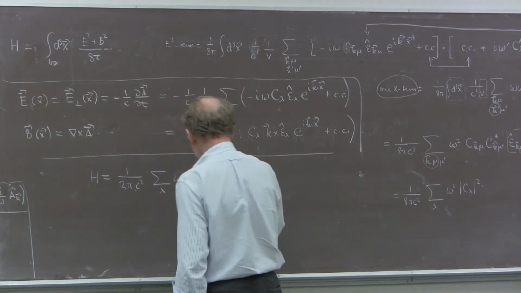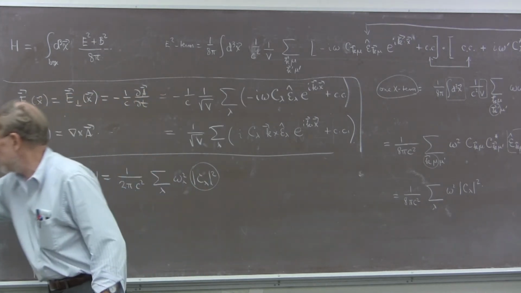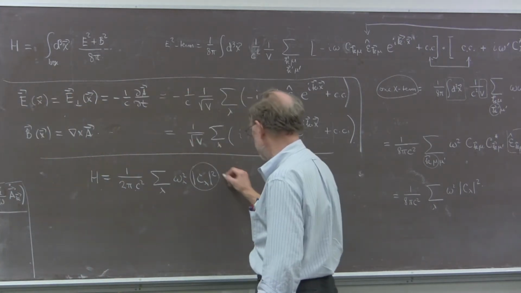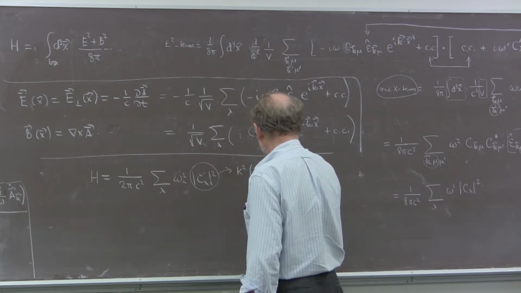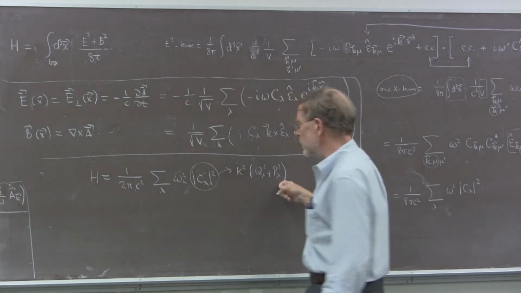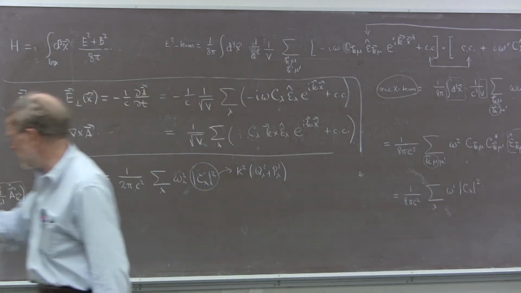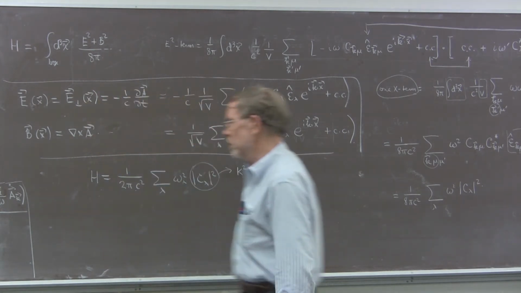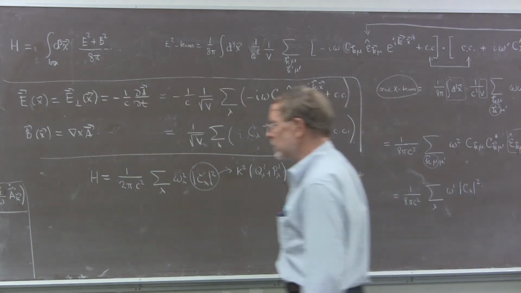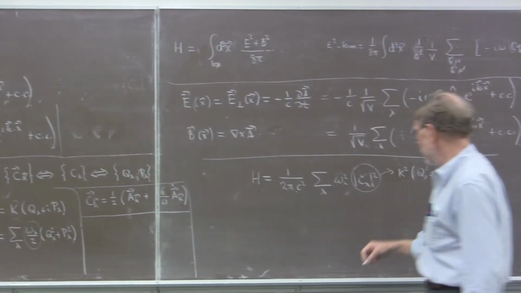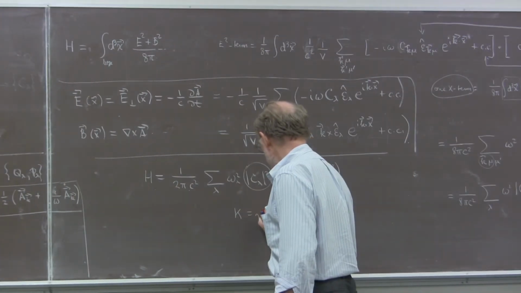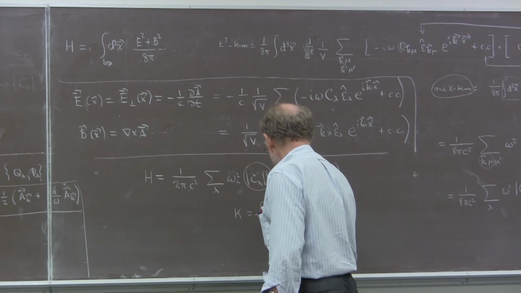Well, c_λ, on the other hand, we're making the guess that this is k times q_λ plus i p_λ. So this turns into k squared times q_λ squared plus p_λ squared. And we see that except for constants, it actually does turn into, as we suspected, the sum of harmonic oscillators. By comparing the coefficients of the harmonic oscillators, we want this to be ω over 2 in order to get the right equation of motion. You can determine the value of k, and what you find is that k is equal to the square root of π c squared divided by ω_λ.